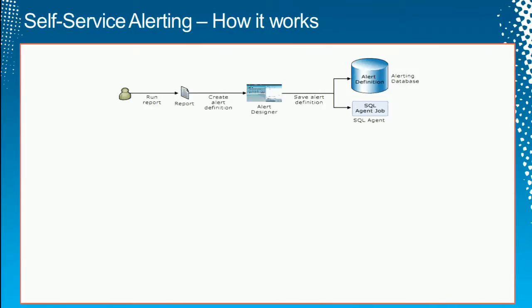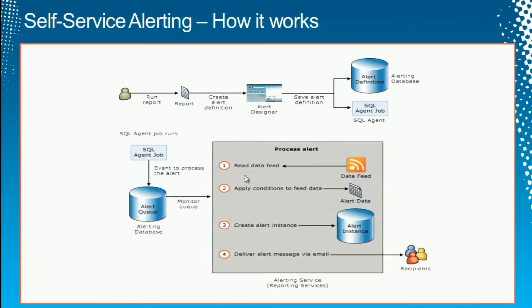All right. So how it works is the user runs a report. They create an alert definition. That's happening here. They save that alert definition. It goes into the alerting database. And there's a SQL Server job agent that looks at those and figures out when those need to be run. When a job gets scheduled, it goes in the alert queue.